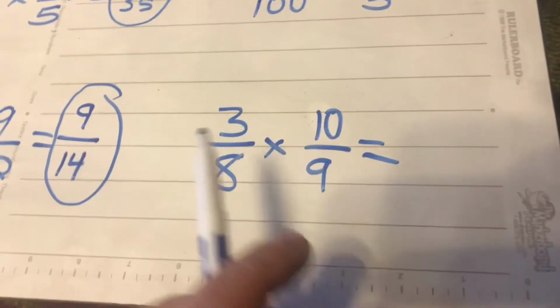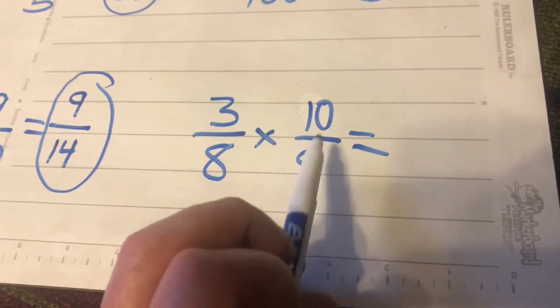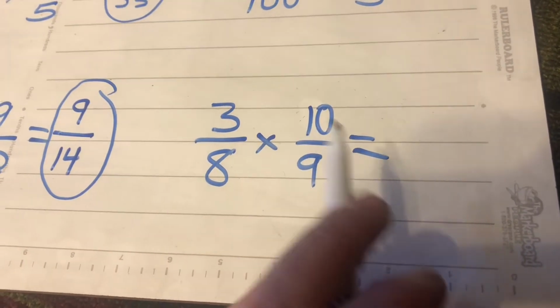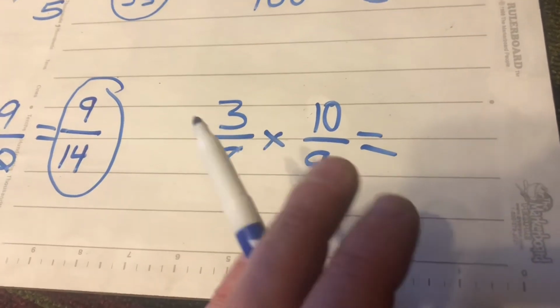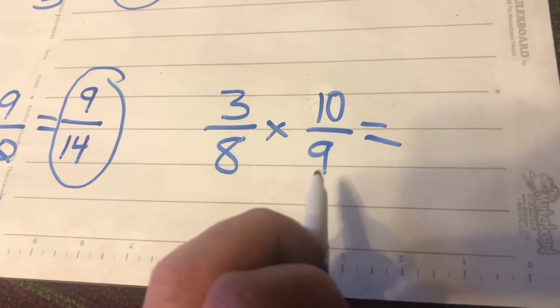All right, well, let's look at 3/8 times 10 over 9. Sometimes you're going to get an improper fraction, which means that there's a chance that you could get a mixed number. It just kind of depends. It doesn't guarantee you're going to get a mixed number, but it means there's a possibility that you could. It just depends on what the numbers are.